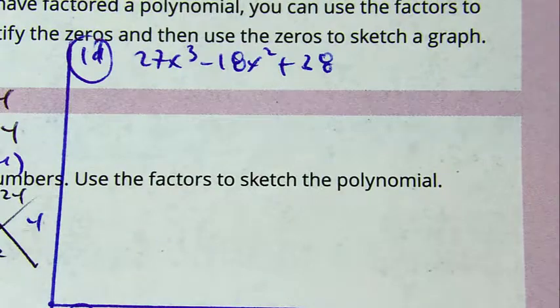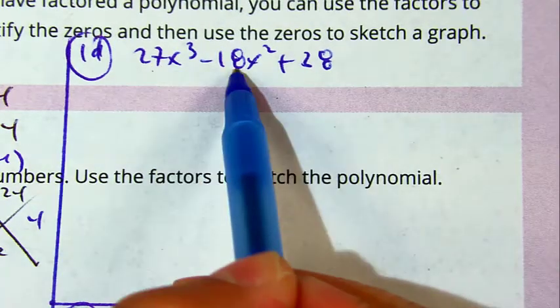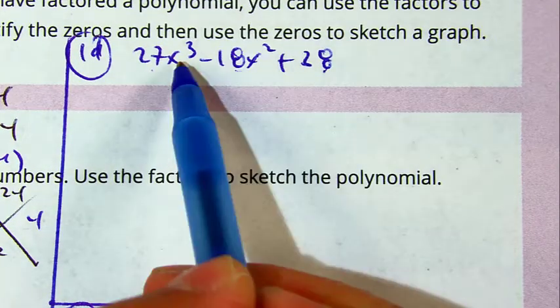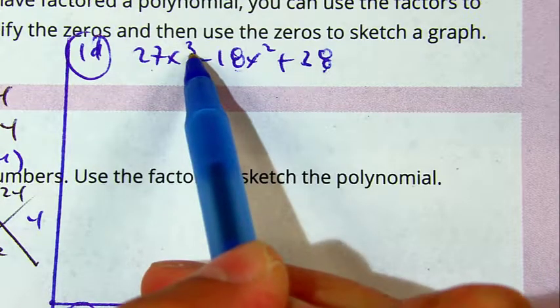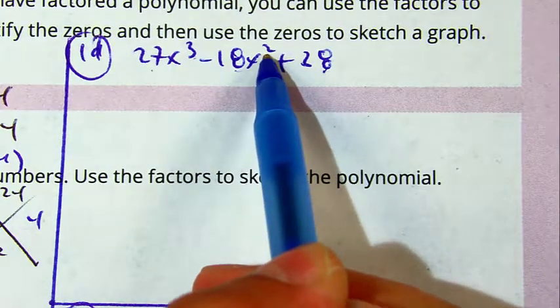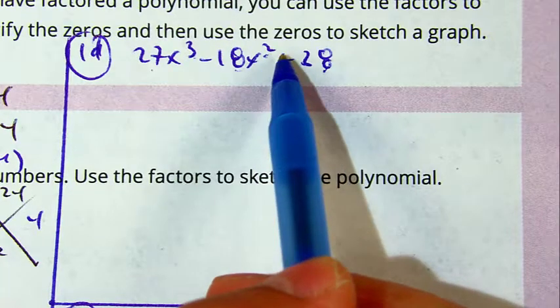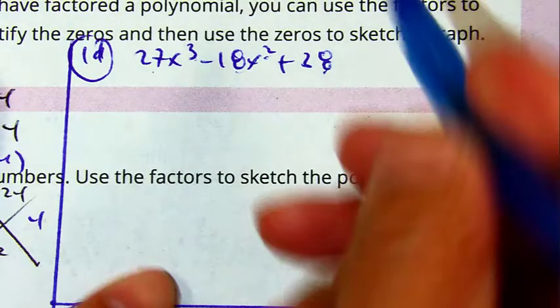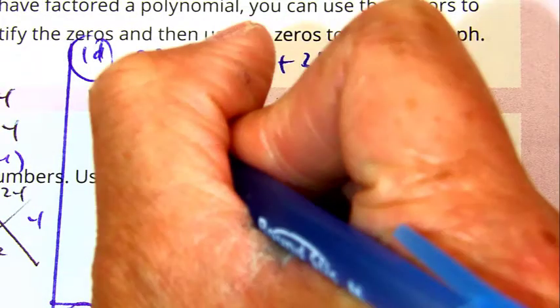Alright, you have a trinomial, 1, 2, 3. Class, what is half of 3? 1.5. So you can't use the x box yet, which means you have to take out a greatest common factor, GCF.